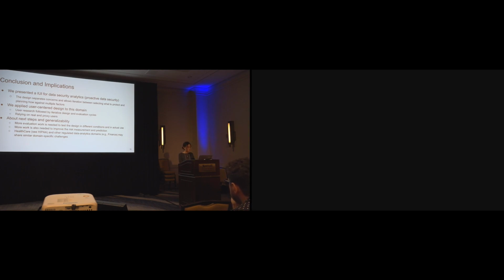About the next step in generalizability, there of course requires more evaluation work in different conditions and use cases. Also, more work will need to be done to improve the risk measurement and prediction. This is actually a continuing effort that the entire domain is working on. Also, other domains such as healthcare and finance that share similar data security domain-specific challenges could also adopt a similar approach with user-centered design to address the similar challenges.